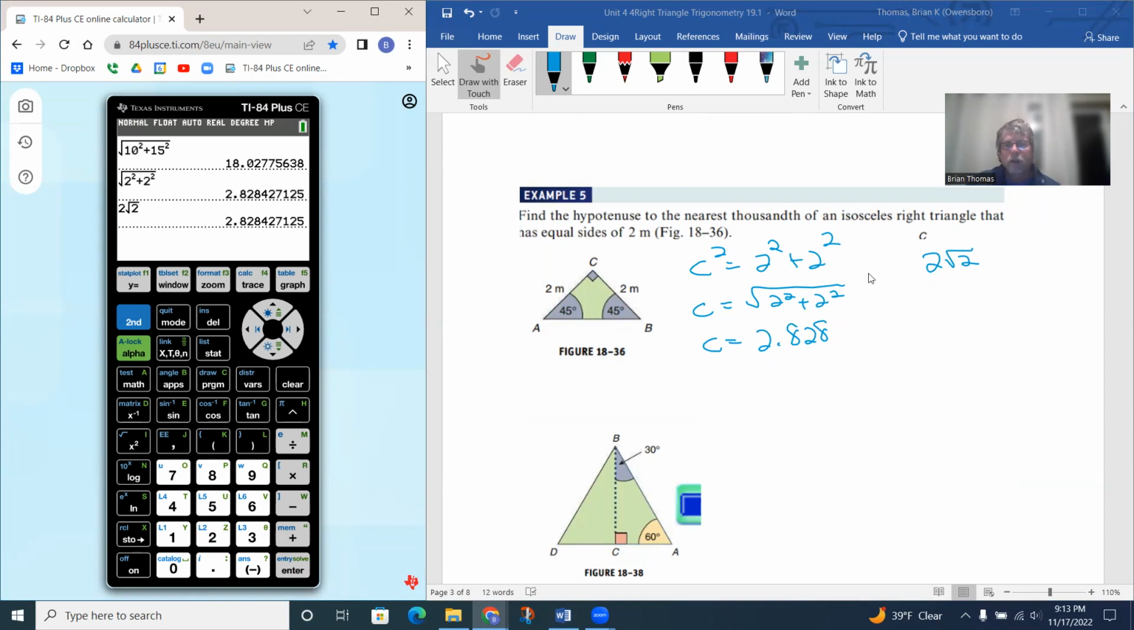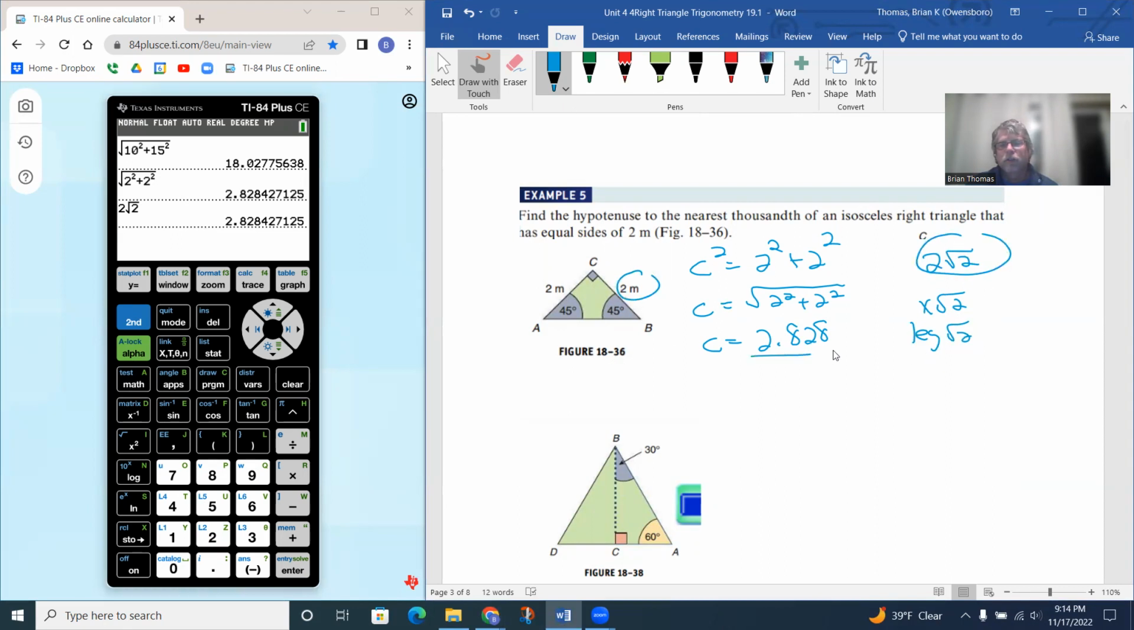So if I can remember that this is a 45, 45, 90-degree triangle, there's actually a shortcut that says all I've got to do to get the hypotenuse is simply x times the square root of 2, or leg times the square root of 2. Since our leg was this 2, that gives us this 2 square root of 2, which in turn gives us the same answer.